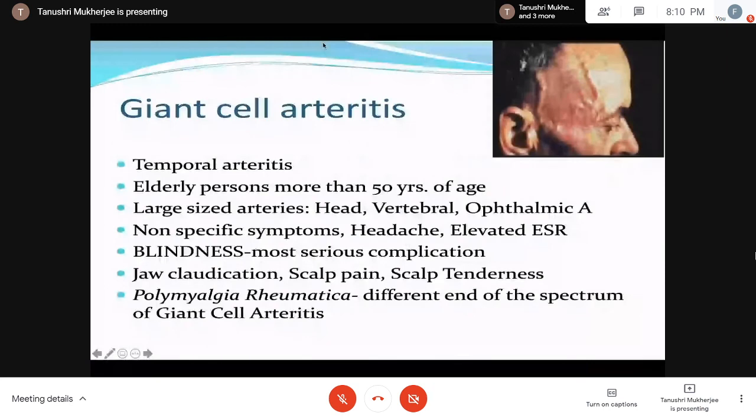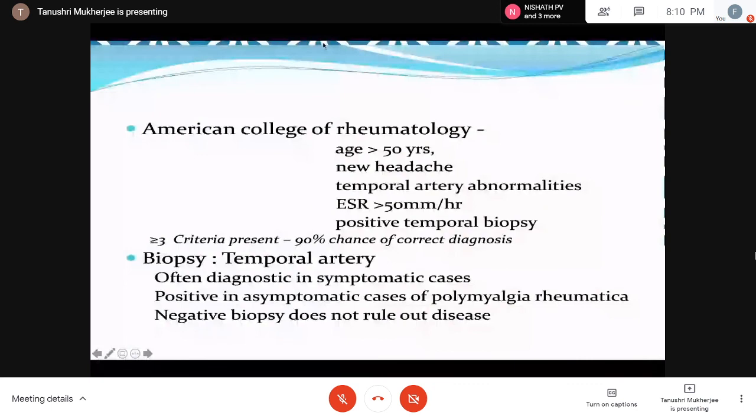Temporal artery biopsy is done. It is often diagnostic in symptomatic cases, but a negative biopsy does not rule out the disease. As per the American College of Rheumatology, three or more criteria give a 90% chance of correct diagnosis: age more than 50, new headache, temporal artery abnormality, ESR more than 50 millimeters per hour, and a positive temporal artery biopsy. So three or more criteria should be matched.